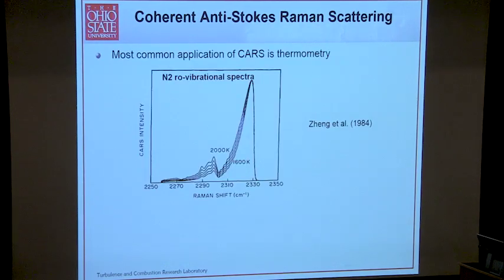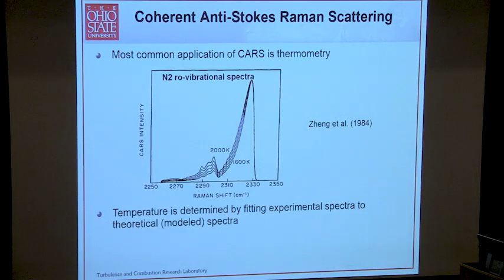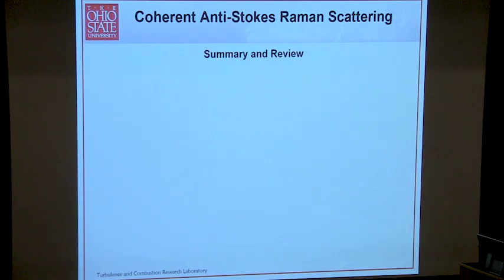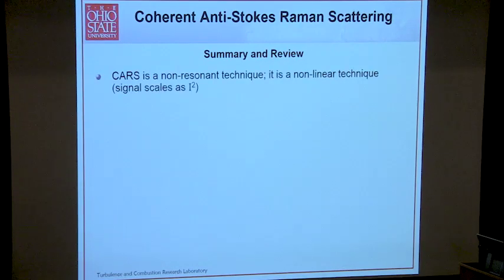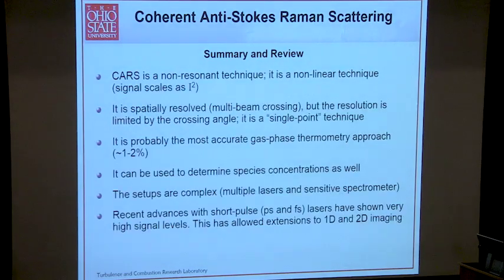The most common application of CARS is thermometry. You measure a spectrum, and then you fit it to very well calibrated and well-known codes, and you can generate a temperature, okay? The summary here is that CARS is a non-resonant technique, okay? It is a non-linear technique, okay? And the signal scales as I squared.